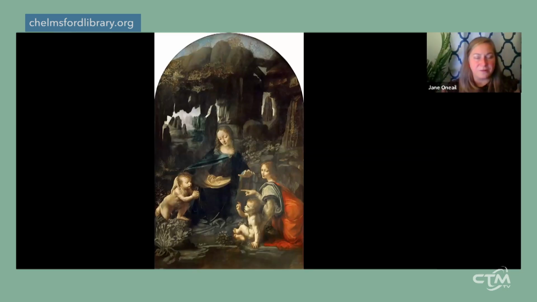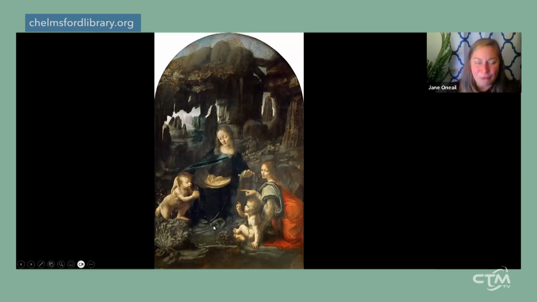This was supposed to be an altarpiece, and we have the contract. We know exactly what he signed up to do. The monks of this monastery wanted a virgin and child, essentially, and talked about what they would be doing. And Leonardo produced this very strange painting as a result.